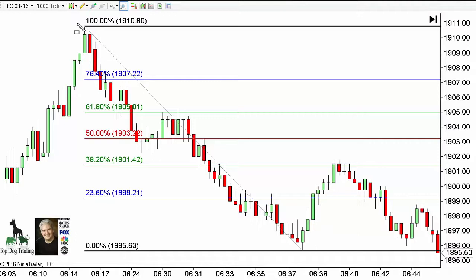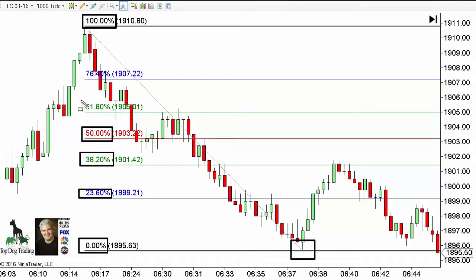So this is where we started from. If the market goes down here and it doesn't retrace at all, how much is it retracing? 0%. If it goes all the way back to where we started, it retraces 100% of the move. So then we have these ones in between, 23.6, 38.2, 50, halfway, 61.8, and 76.4. So as you can see, now we're just going to be using this tool from this point on.